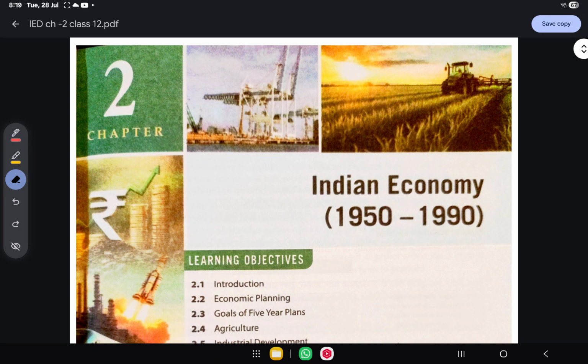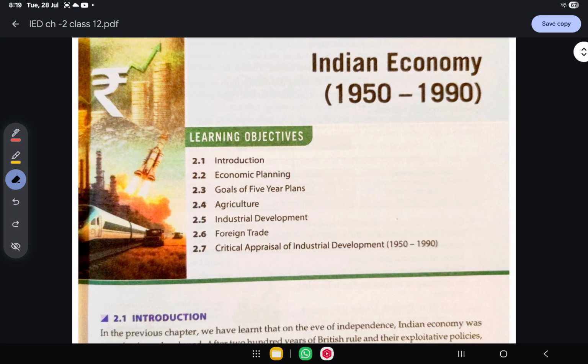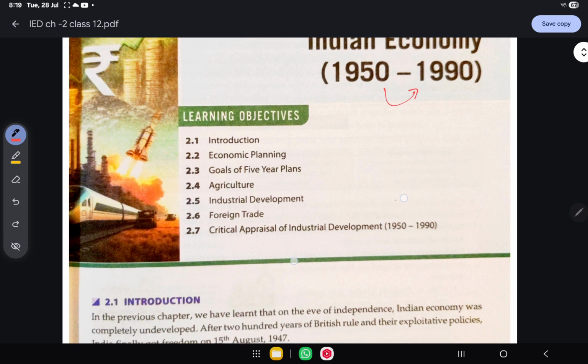So in this class we're gonna study chapter 2 in the Indian Economic Development, the CBSE. So the chapter name is Indian Economy. In this chapter we're gonna study how the Indian economy has changed between 1950 to 1990.